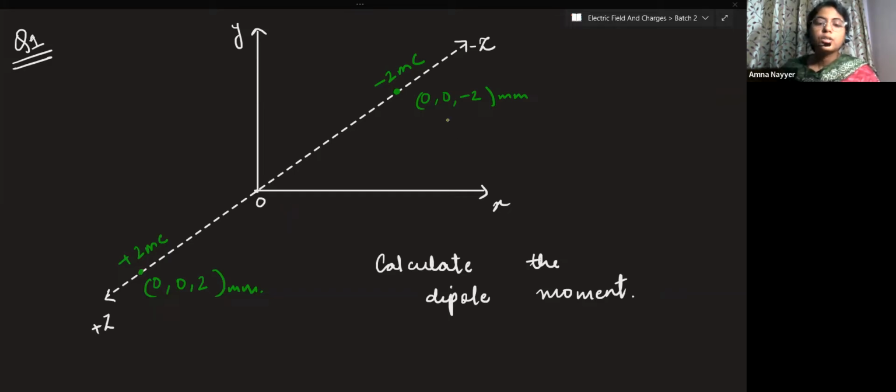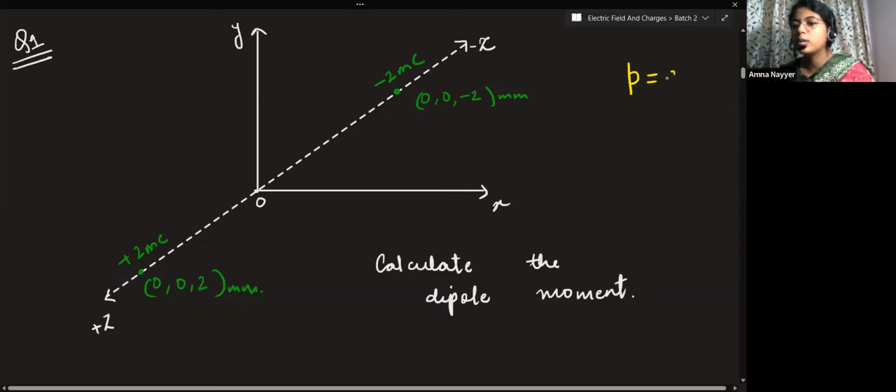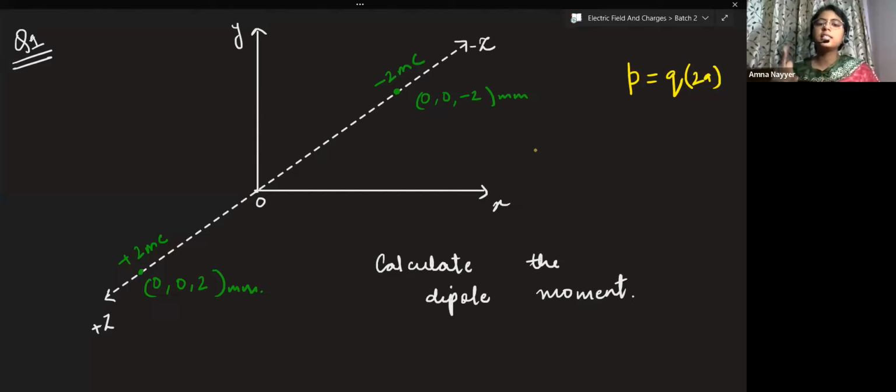All right. So see, you have to calculate the dipole moment. What is the formula of dipole moment? P is equal to Q multiplied by 2A. Q means the magnitude of any of the charges that you have, because the magnitude is the same. 2A is the separation between the two charges.